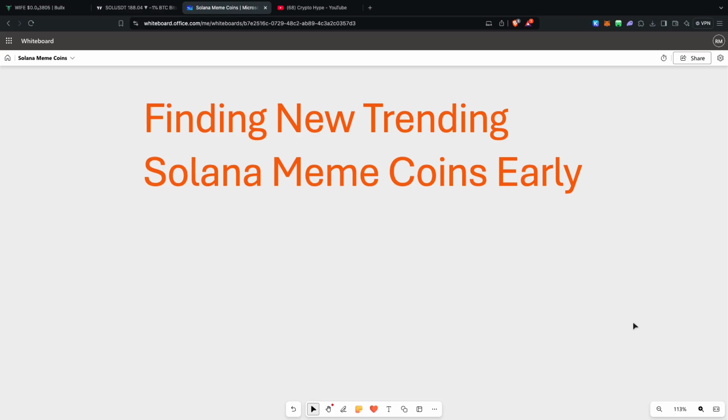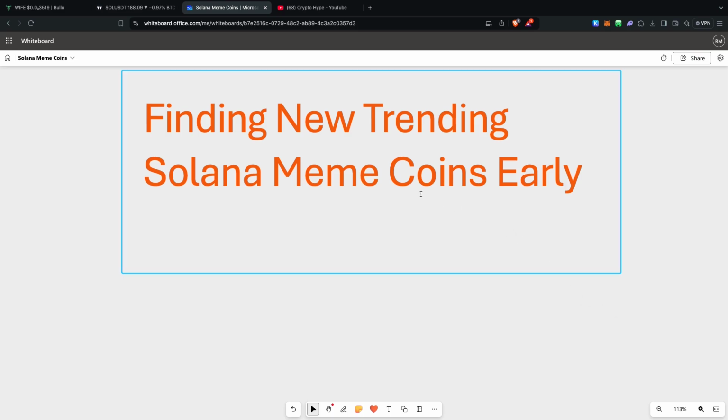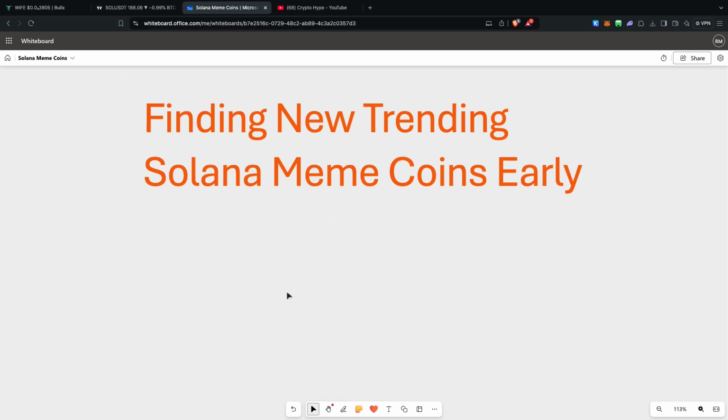In today's episode, I really want to break down to you guys the easiest way to find new and trending Solana meme coins early, especially if you are interested in scalping and long term investing. What we are going to be concentrating on today is this simple wallet that everybody has, Phantom Wallet.